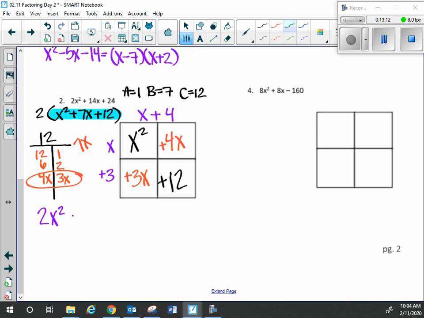2x squared plus 14x plus 24 is 2 times, there it is, x plus 4 times x plus 3. If you forget the 2, are they equivalent? No.